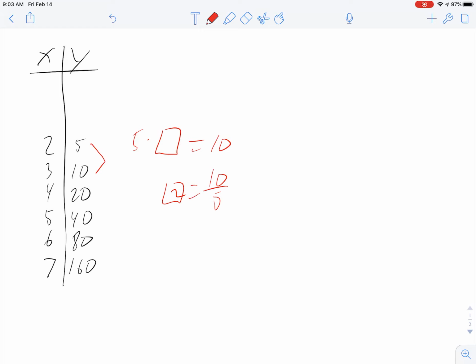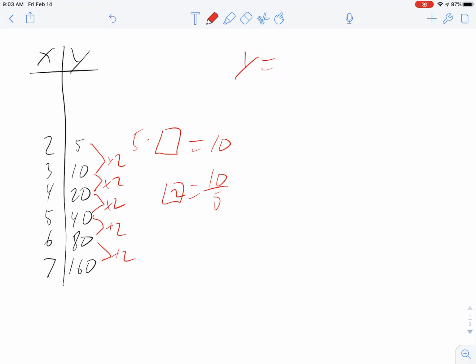Anytime you have a table like this with less friendly numbers, you can simply divide a number by the one before it to see that it's times 2. In this case, if you do a few more, 20 divided by 10 is 2, 40 divided by 20 is 2, and so on. That sort of confirms that your multiplier is 2.